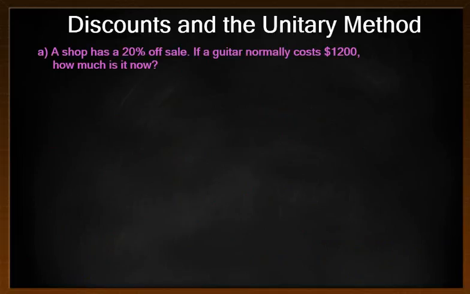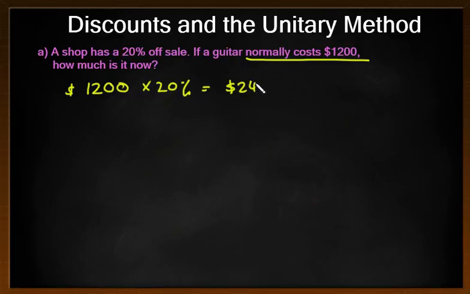A shop has a 20% off sale. If a guitar normally costs $1,200, how much will it be now? Well, this is not a reverse question. We're saying that it normally costs $1,200, and I'm getting 20% off that price. So usually for most of us, we're going to simply times that by 20% or 0.2 or 20 over 100, and we're going to find out that we are being discounted an amount of $240, which means that it's being taken off the original amount, which is going to give us an answer of $960.